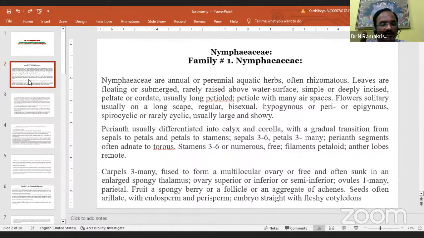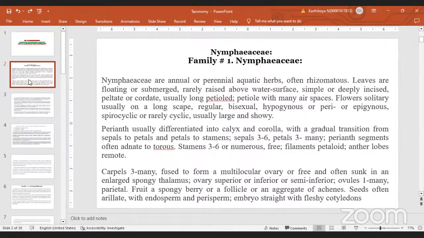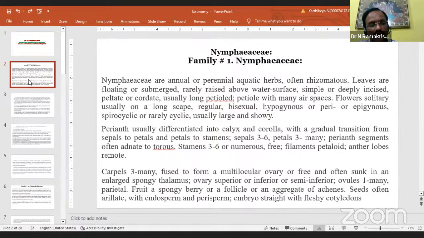Second one is primary. Primary means a little bit more advanced. It is the meristem that forms the fundamental parts of the plant from the pro-meristem. It persists in the plant body right from the embryo state. These meristems build up the primary body of the plant, so we call that primary meristems.